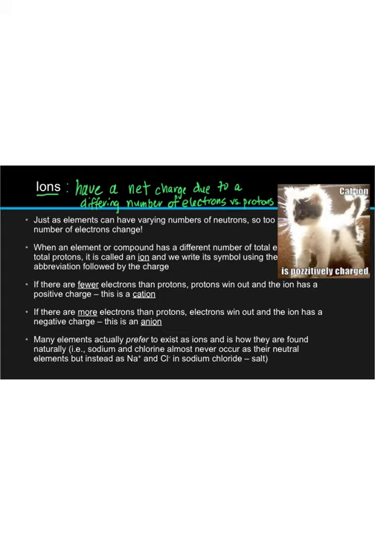Firstly, if there are fewer electrons than there are protons in the nucleus of an atom, then this means that electrons have been lost. Electrons, remember, are negatively charged, so if we lose some negative charges, then the positively charged protons win out. And the ion overall has a net positive charge. We call an ion with a net positive charge a cation. Cations, we can remember, are positively charged ions because there's a positive charge, a plus sign, right in the middle of the word, the letter T.